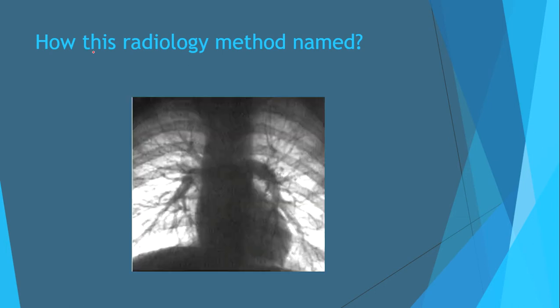And what is this radiology method named? Look precisely at what you see in this picture. Okay, it must be enough if you know what this method is named. It's pulmonary angiography. We see dense structures in this picture. These are the vessels of the lung.